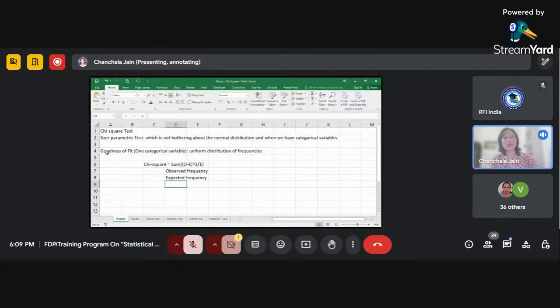When I say goodness of fit chi-square test, in this we have only one categorical variable, and for all the categories of that variable, we want to see whether the distribution of the frequency throughout all categories is the same or not. This is the purpose behind the goodness of fit chi-square test, right?